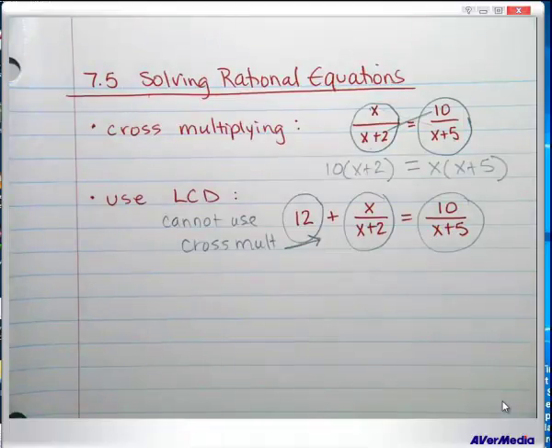Okay, but the big idea is these are our 2 different methods we have today. Every problem I give you, I want you to think about, can I use cross multiplication? Because that would be easy. And if I can't, I have to use the least common denominator method.